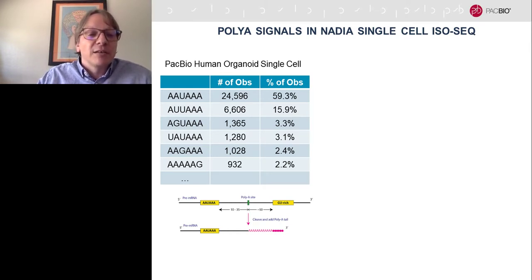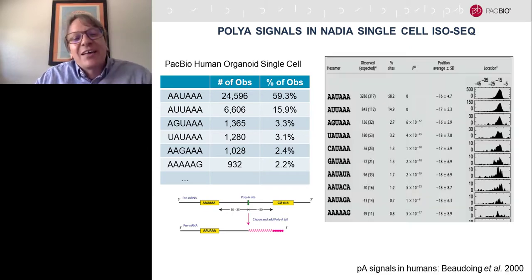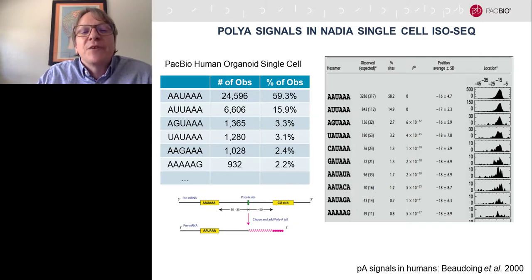And so we looked at what's the most common 6 nucleotides that are in that region just upstream of the poly-A tail. And we saw about 60% of them were the AAUAAA, and second was AUUAAA, about 16%. And remarkably, we look back at the literature, which is pre-next generation sequencing from 2000, and the top hexamers were these exact ones at 58% and 15%. So we felt quite encouraged that we're calling what looks to be real polyadenylation.